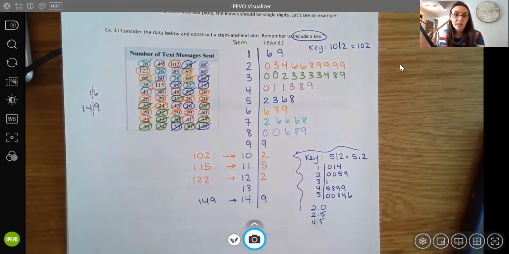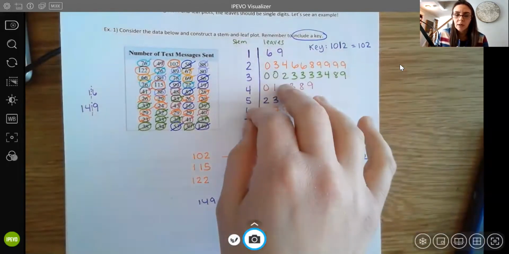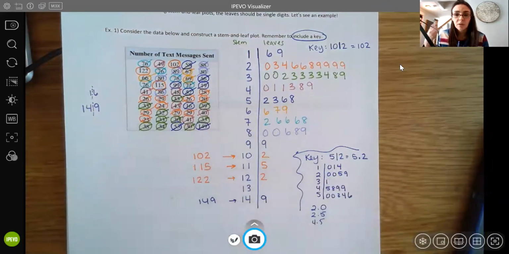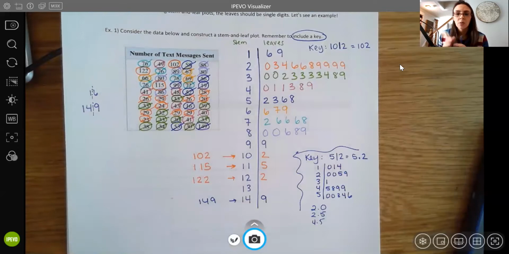So you do have to put a key in there so that others know how to read it, because they may not have your original data points right in front of them. So a lot of times you'll see that we're just using whole numbers, so the key is pretty straightforward. But sometimes we may use decimals or fractions, so you do need to have a key here to show others how to put the stem and leaf plot sort of back together and get back to the original data.